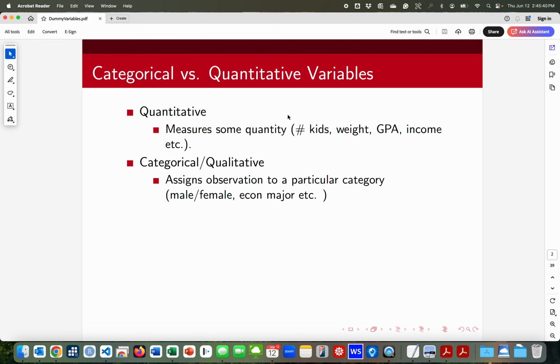Things that are quantitative are measured as a number. There is some quantity. Kids, weight, GPA, income, how old you are, how tall you are. Those are all quantitative variables.